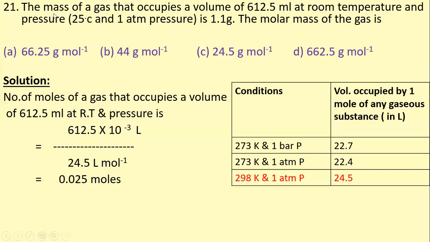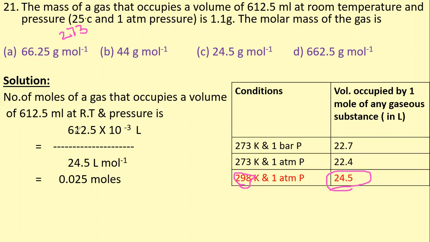So once we add 25 with 273, we get 298. To convert Celsius to Kelvin, we have to add this constant value, so we get 298 Kelvin. For this, the volume occupied will be 24.5, so this is the volume of gas occupied. Now using this value, we have to simplify with the given data in the question.